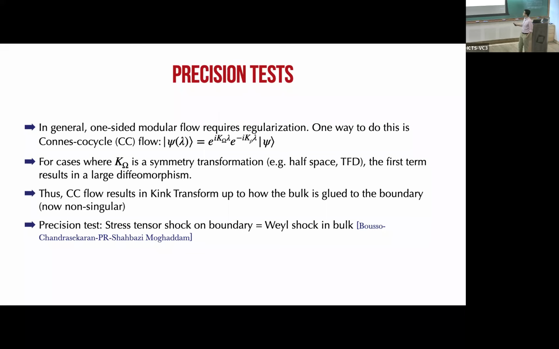And there's a precision test that we can do for this, which was done in this paper, which is that there's a stress tensor shock on the boundary. So there's a delta function in the stress tensor in this cocycle flowed state that was known independently just from quantum field theory considerations. And we can check that if you look at the near boundary region of the RT surface, you can match it to a Weyl shock in the bulk. So there's a Weyl tensor shock along the light cones, which matches precisely with the stress tensor shock on the boundary. So that's some evidence for all of this being true.